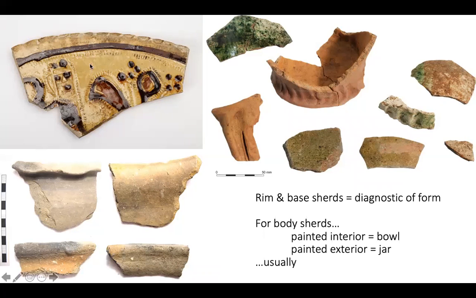Bowls and plates will have paint on the inner curved surface and may be painted on the exterior. Jars have paint on the outer curved surface and usually none on the inside because you can't see it or get to it anyway. So this green example in the upper right seems to be a jar, for example, but we'd have to see the sherd in person to be sure. We'll go over more of typing sherds by form in the lab lecture.